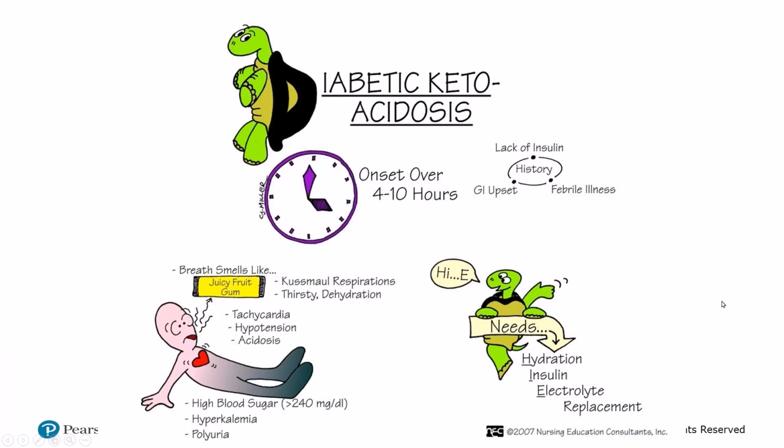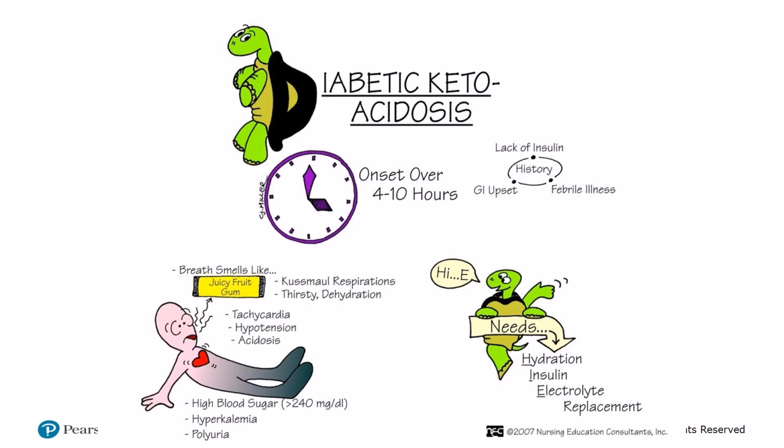Other things that we talked about, basically DKA, diabetic ketoacidosis. It's secondary to a large increase of glucose in the system and a lack of insulin. These individuals have a fruity odor on their breath. We're very thirsty and very dehydrated because as we drink, the water comes into the system and is sent out to the cells to rehydrate everything, but because we've got so much glucose, we end up getting an osmotic shift. Typically, high blood sugar greater than 240 milligrams per deciliter, hyperkalemia, polyuria.